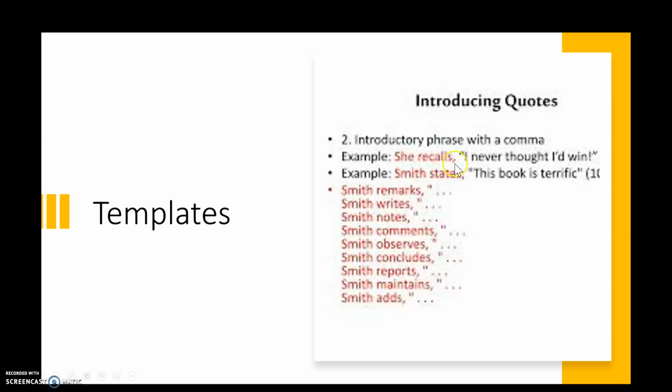She recalls, I never thought I'd win. So she recalls, Smith states, Smith remarks, Smith writes, Smith notes, Smith comments, observes, concludes, reports, maintains, adds. Don't worry too much about whether or not you're being repetitive with these. If you say Smith said several times in the essay, I'm probably not going to care at this point. I'm probably going to notice more if you try to come up with a different word for said every single time, because that sometimes seems a little strange. So just try to think about including the introduction. Don't worry too much about avoiding repetition at this stage in the game.